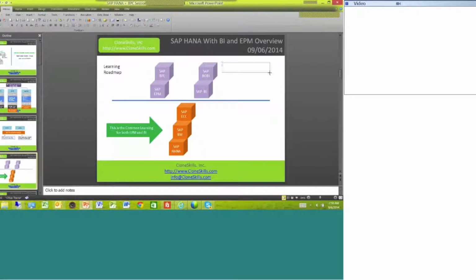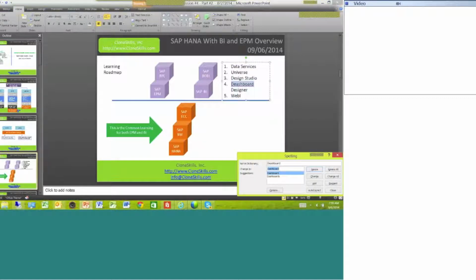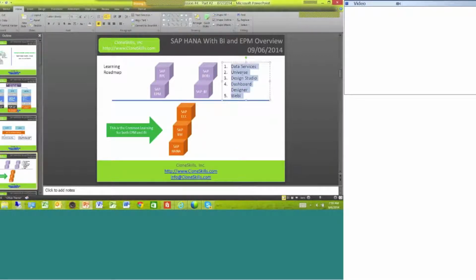Here they're going to focus on, number one, data services. Number two, universe. Number three, dashboard design studio. Next, dashboard designer. Then Webi. Then Lumira. I will list all of those tools, but this is the focus for these people.